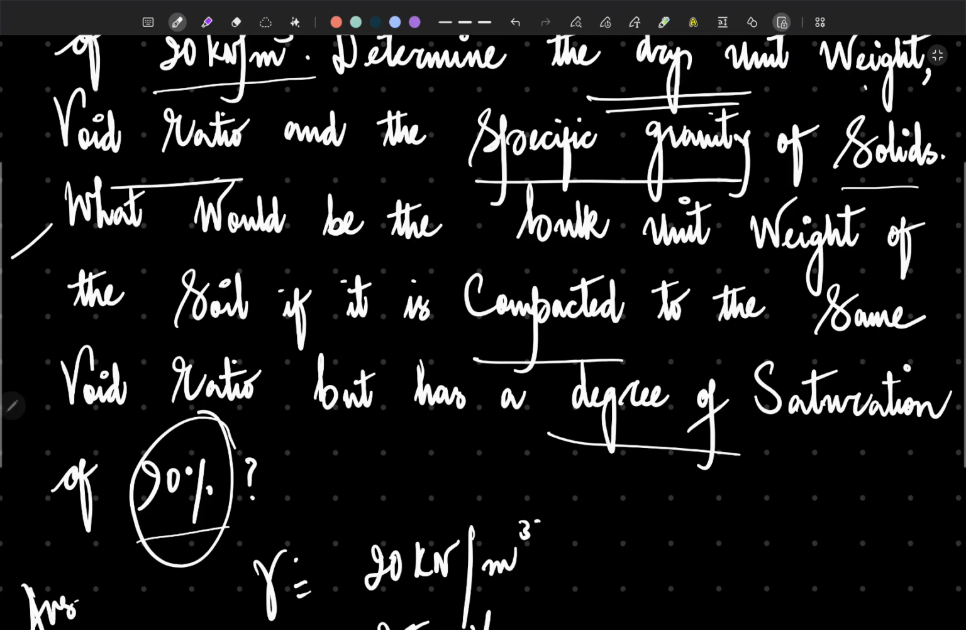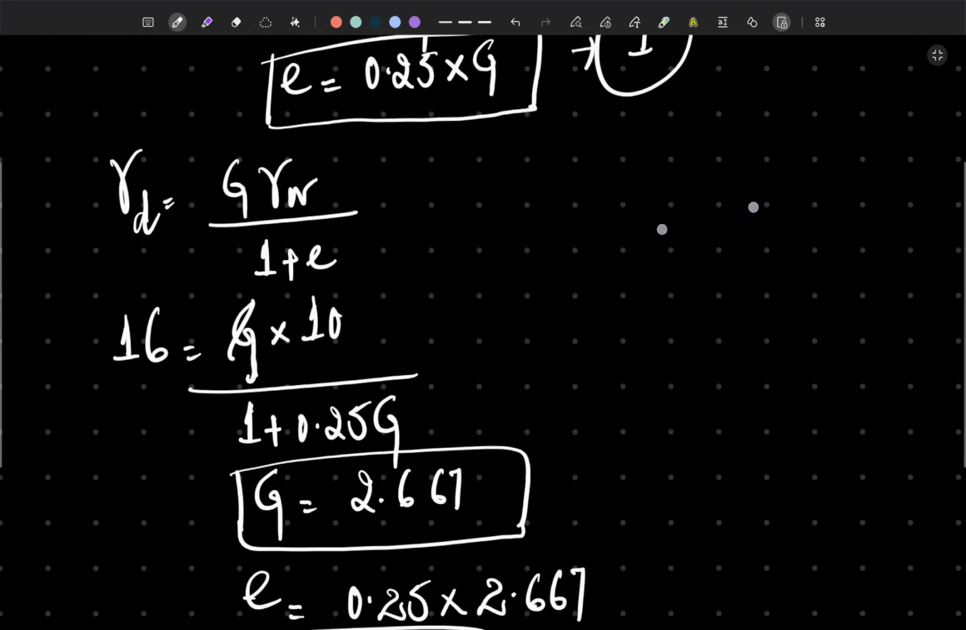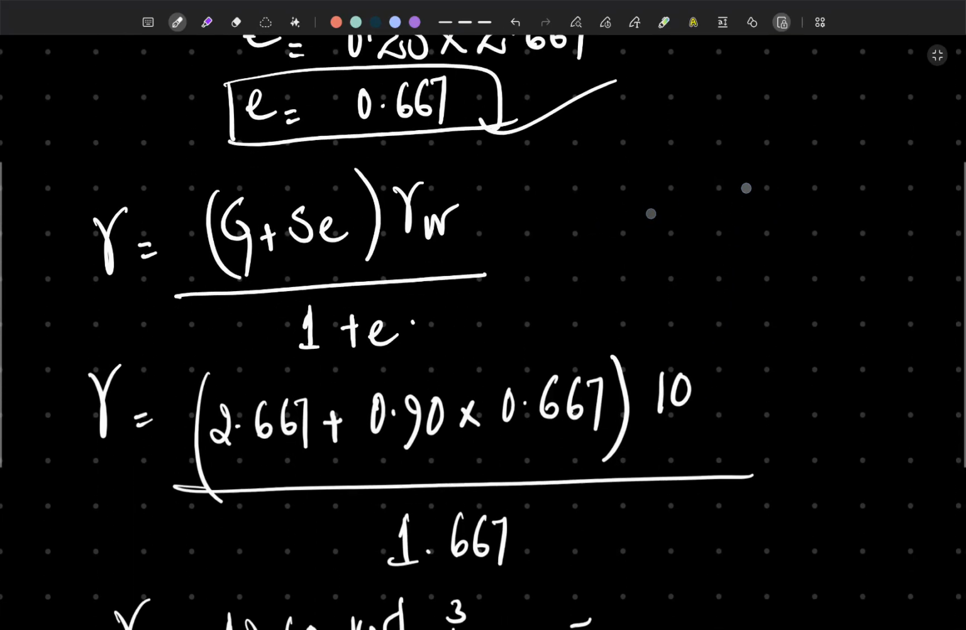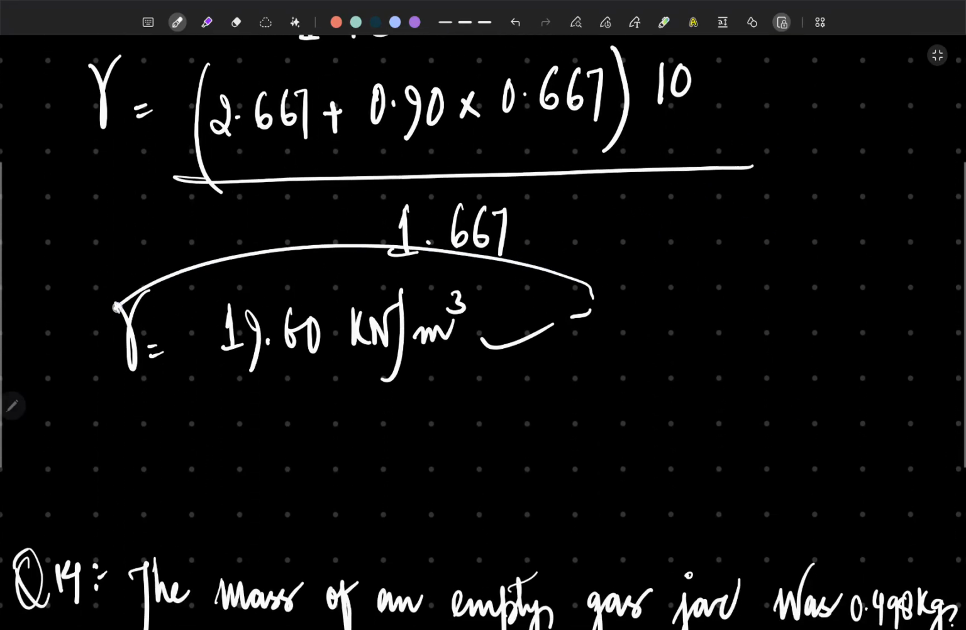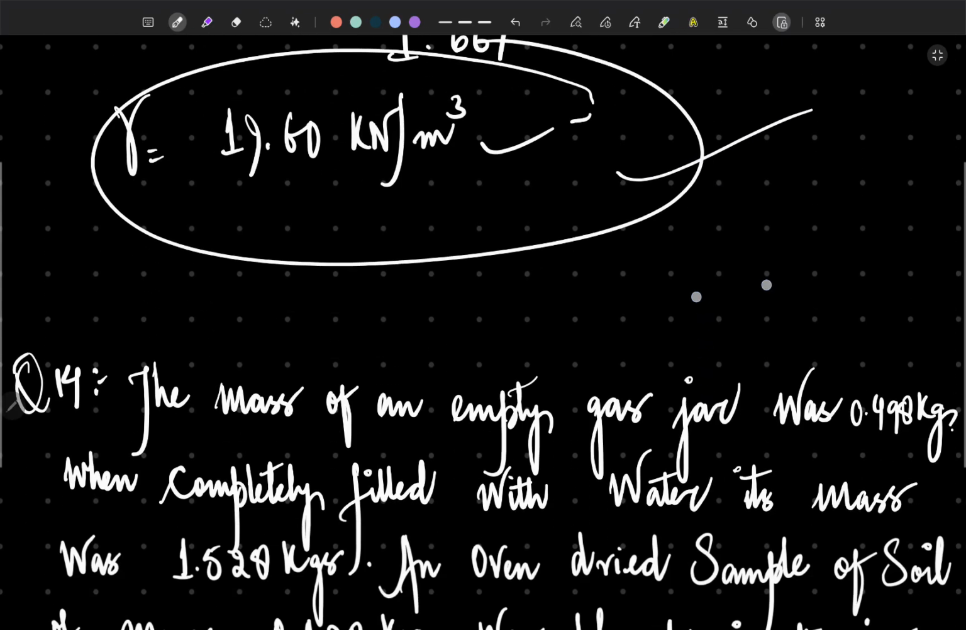What would be the bulk unit weight of the soil if it's compacted to the same void ratio but has a degree of saturation of 90%? The bulk unit weight of the soil is 19.60 kilonewton per cubic meter. All right, so this was about this question. Moving on to the next one.